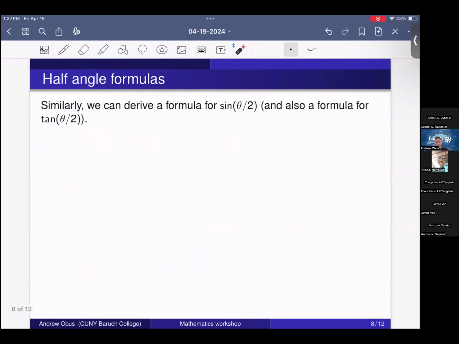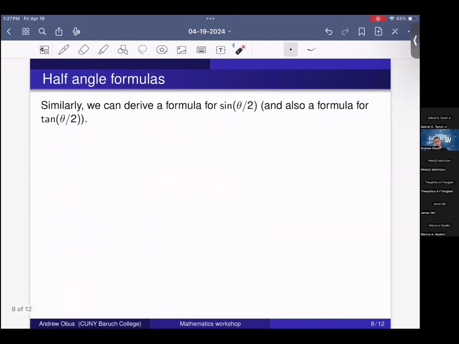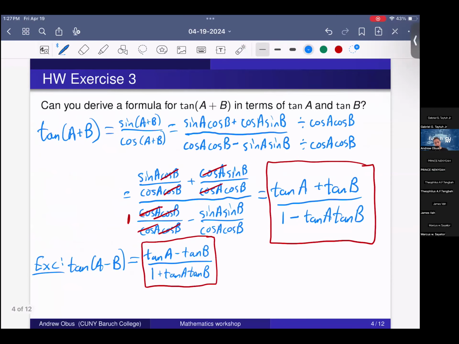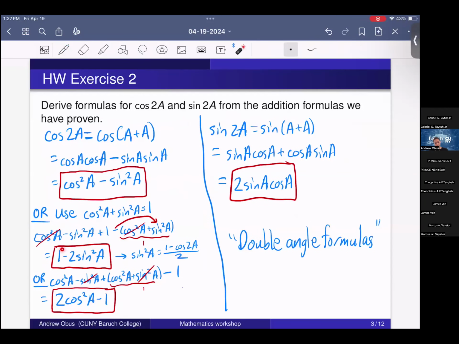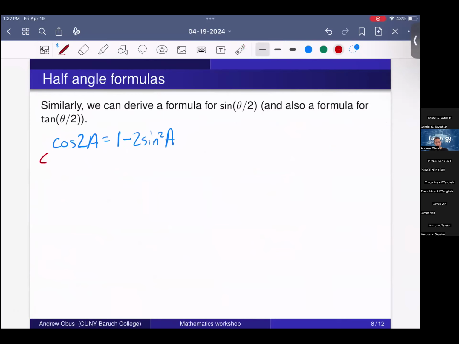Okay, so let me quickly do the same formula for sine of theta over 2. We're going to do the same thing, except we're going to use the other formula for cosine of 2a. For sine of theta over 2, we're going to use that cosine of 2a is equal to 1 minus 2 sine squared a. Again, this is just the formula that we took from this homework exercise. I'm just using the other formula, 1 minus 2 sine squared a, instead of 2 cosine squared a minus 1. All right, and now we do the same thing. We're going to substitute a equals theta over 2.